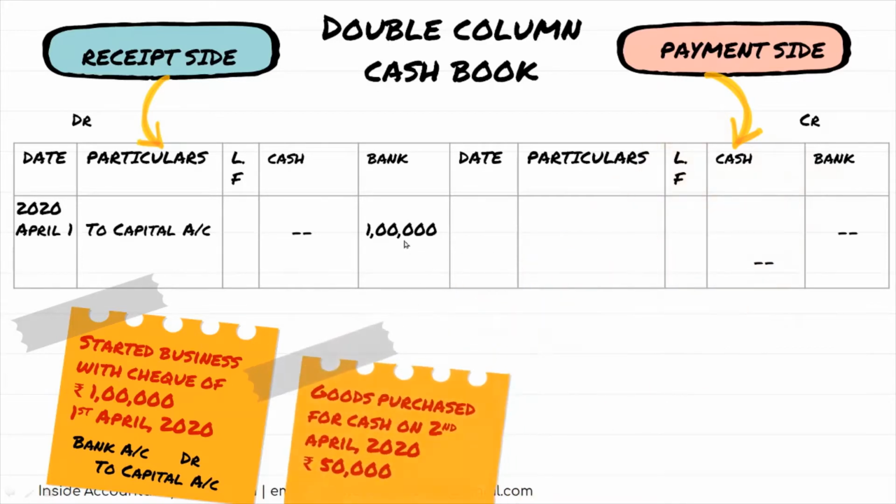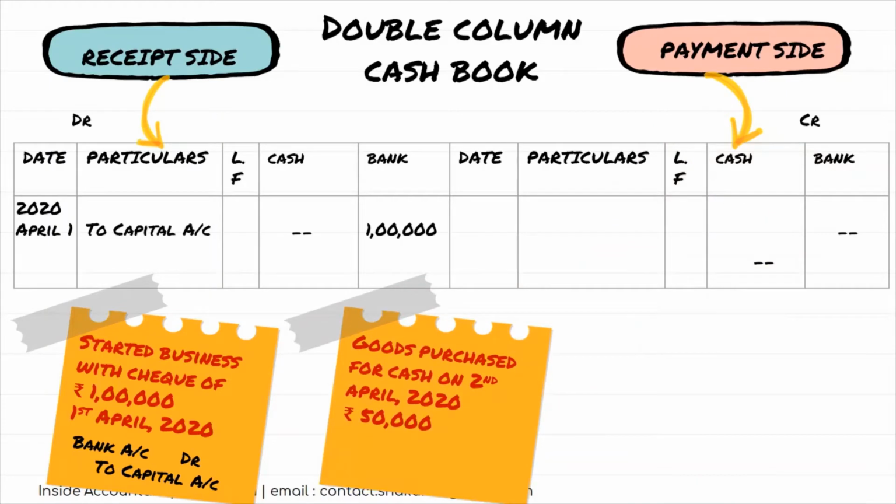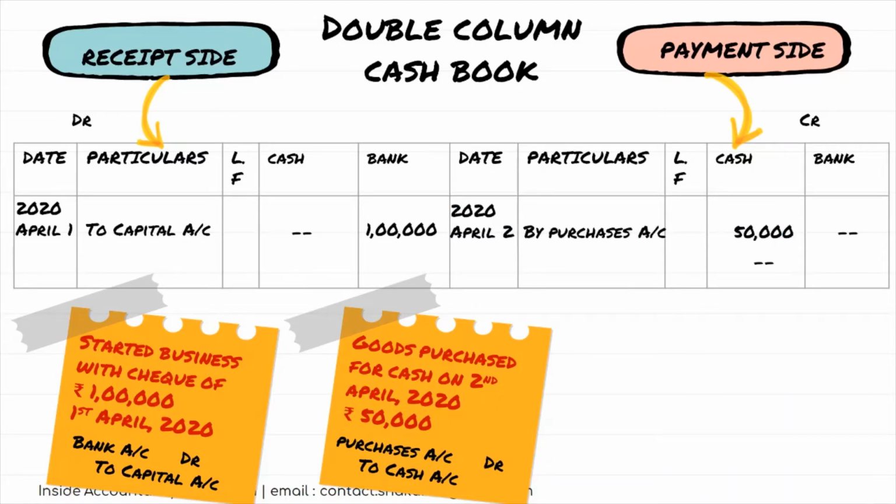Moving on, the next example is goods purchased for cash on 2nd of April 2020, rupees 50,000. The journal entry would be purchase account DR to cash. Goods are coming in, cash is going out. Now, since we are making a double column cash book, cash as well as bank transactions will be recorded. Therefore, cash, since it is being credited, this entry will be recorded on the credit side under cash. So, how will we record it? On the credit side, we'll write "by purchases" with the amount under the cash column.